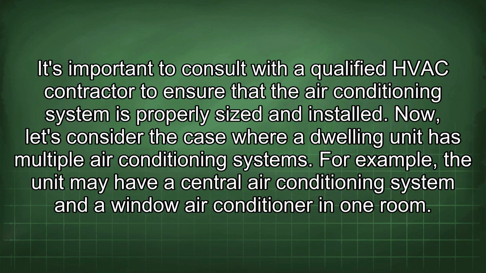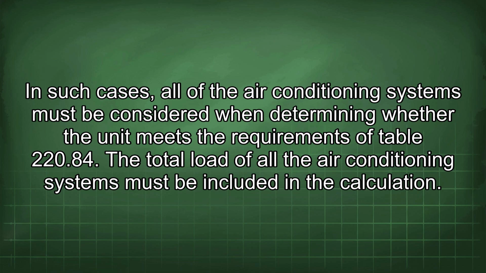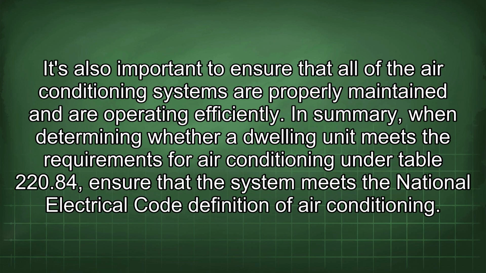For example, the unit may have a central air conditioning system and a window air conditioner in one room. In such cases, all of the air conditioning systems must be considered when determining whether the unit meets the requirements of Table 220.84. The total load of all the air conditioning systems must be included in the calculation. It's also important to ensure that all of the air conditioning systems are properly maintained and are operating efficiently.